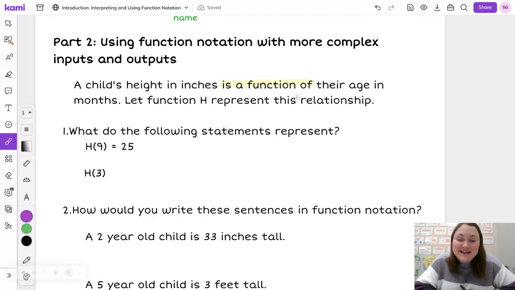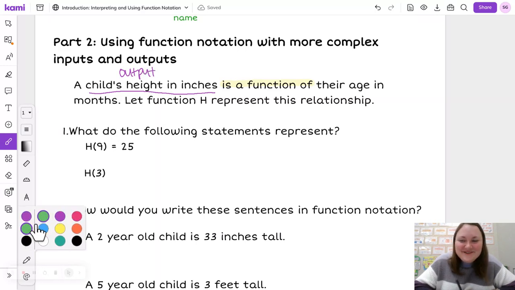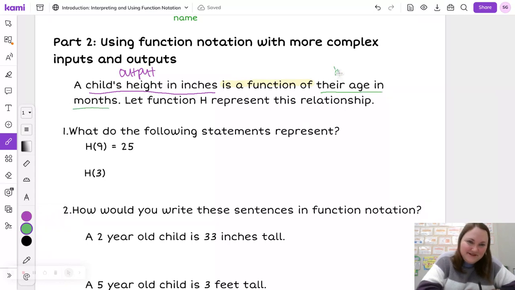We have those words "is a function of," and we have learned whatever comes before those words always is going to represent your, not height, your output. So the height is the output here. And then whatever comes after those words is going to represent our input. And that's because here the child's height in inches is going to depend on their age in months.